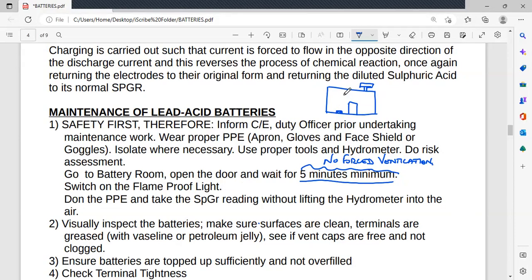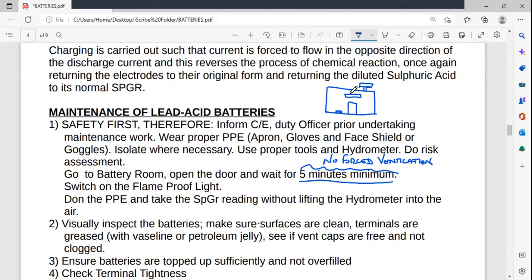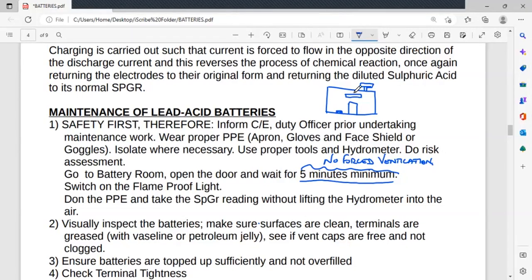Now inside you have a light. It is not an ordinary light fitting. It is generally flame-proof and intrinsically safe, or as they say, flame-proof safe. We will be seeing that in another chapter. EX d or even EX i, it can be rated. Why are we having such a thing over here?